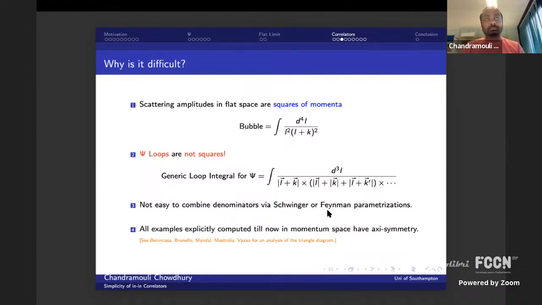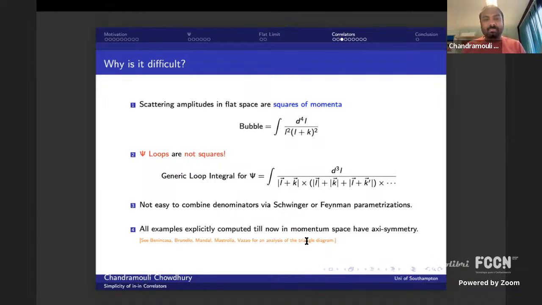And in fact, as far as I know, all explicit loop integrals until now in momentum space have only been computed when you have axisymmetry. So if you have a bubble diagram that has axisymmetry, you can do it in that case. There has been some recent progress on going to the triangle diagram, but we still don't have an explicit form of the triangle diagram here. And just to give you a context, in flat space, of course, people have evaluated things to 6 loops and so on. But here, we are still stuck at 1 loop.